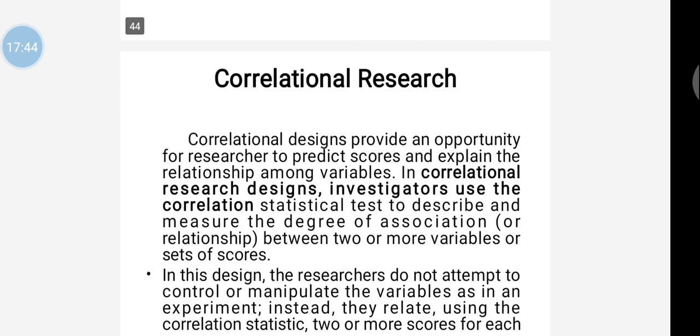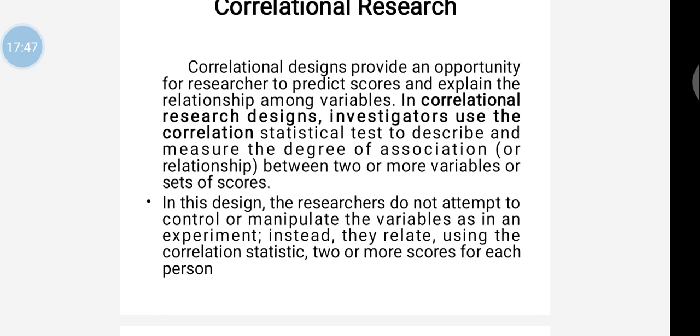Then, correlational research. Correlational research provides an opportunity for researchers to predict scores and explain the relationship among variables. In correlational research designs, investigators use the correlation statistical test to describe and measure the degree of association or relationship between two or more variables or sets of scores. In this design, the researcher does not attempt to control or manipulate the variables as in an experiment. Instead, they relate, using the correlation statistic, two or more scores for each person.